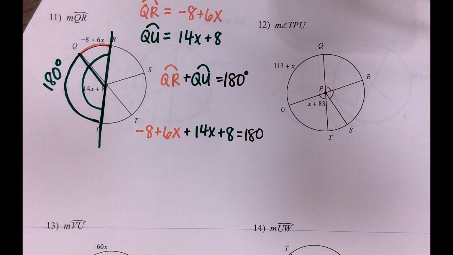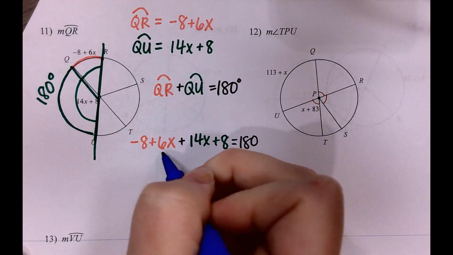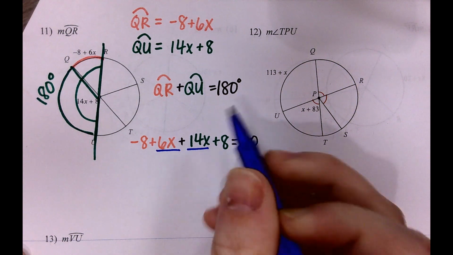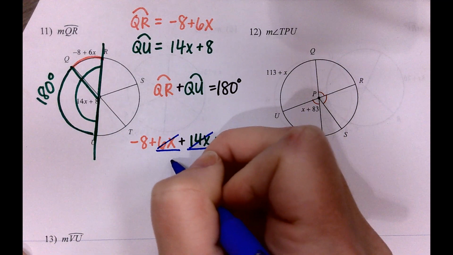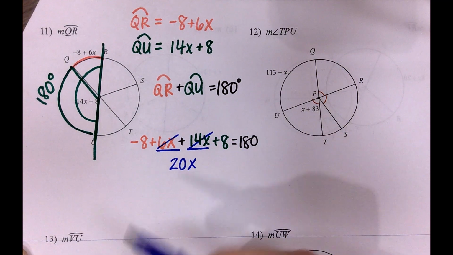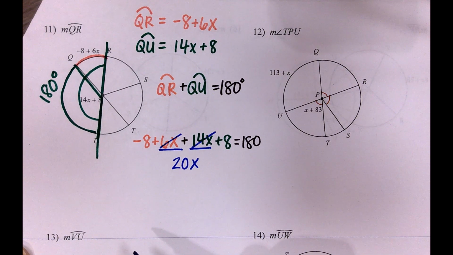And now we're just going to solve for x. What can I do in this equation first? Combine like terms. What like terms do I have? 14x and 6x, and also -8 and +8. When I add 14x and 6x together, we get 20x. And what happens with my -8 and +8? -8 plus 8 is 0.